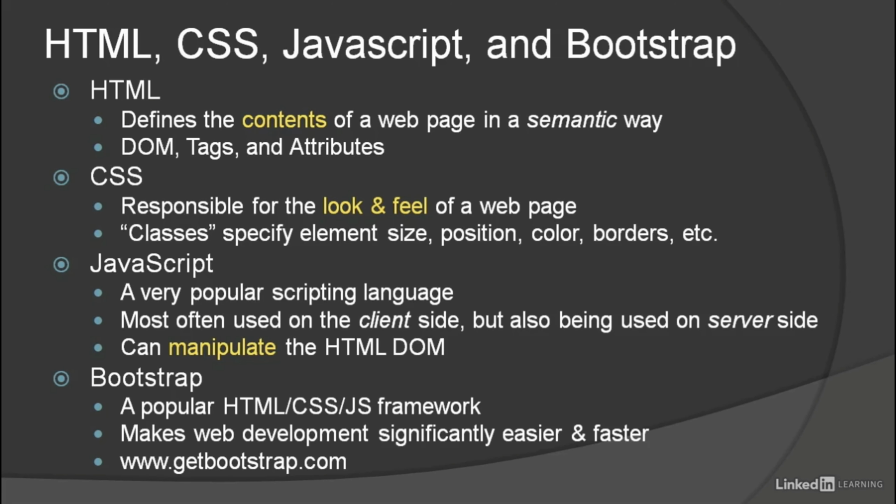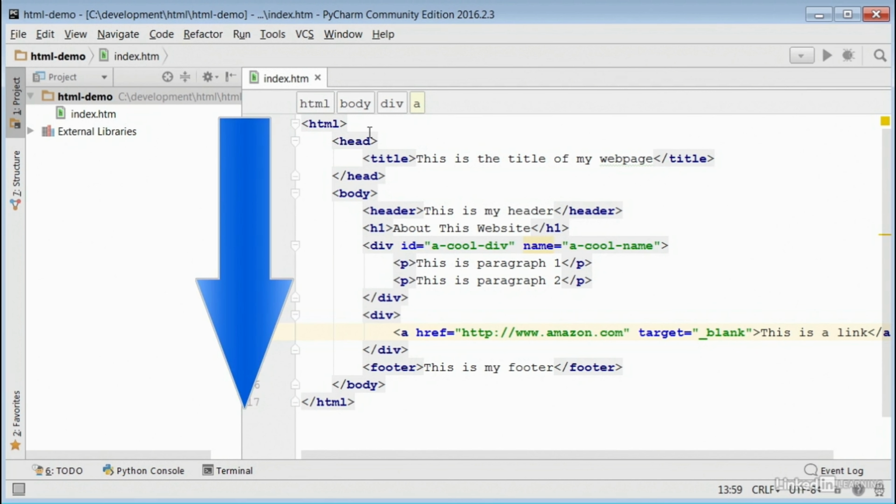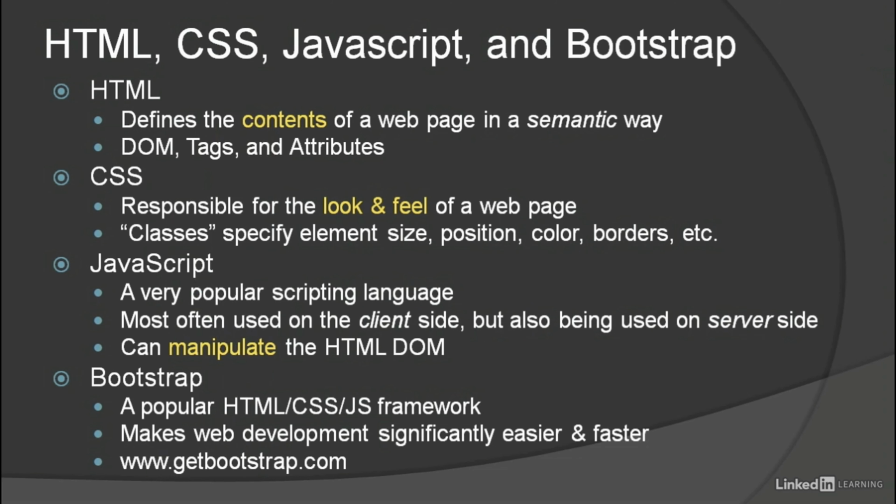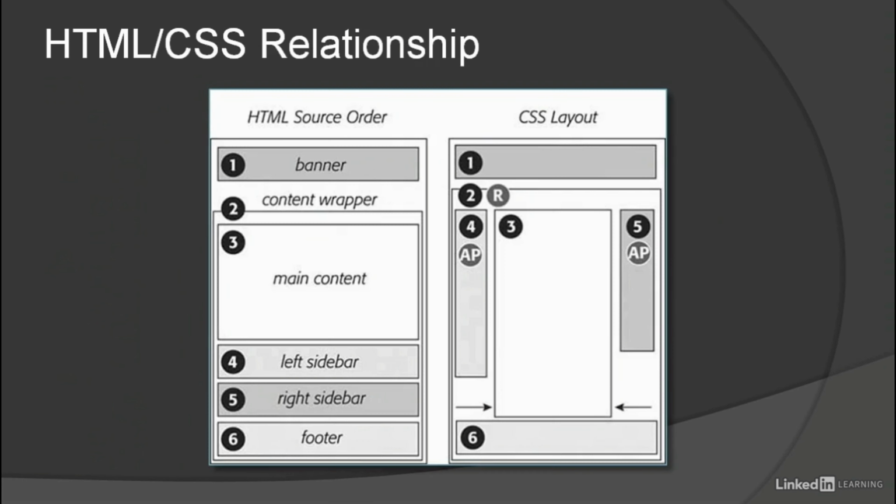So now you may recall that I said that CSS is responsible for the look and feel of a web page. You've seen that we typically lay all these tags out in a linear fashion. We don't have anything on the left or on the right with these tags. It all goes from top to bottom. So with CSS, we use classes to specify the size and position and color and borders of the elements. So on the left side, you can see that our intention is to have 6 different sections of the web page.